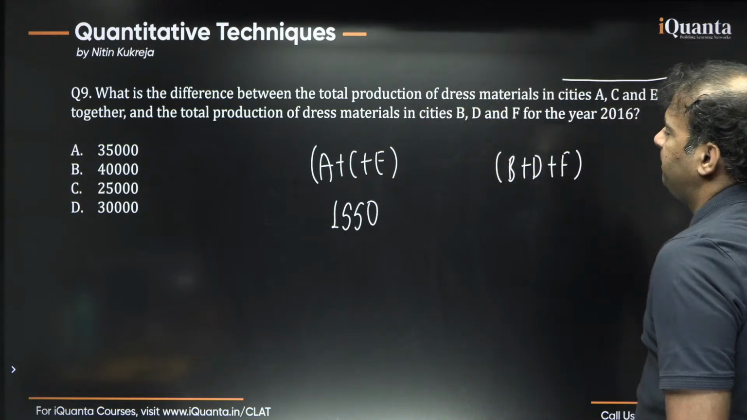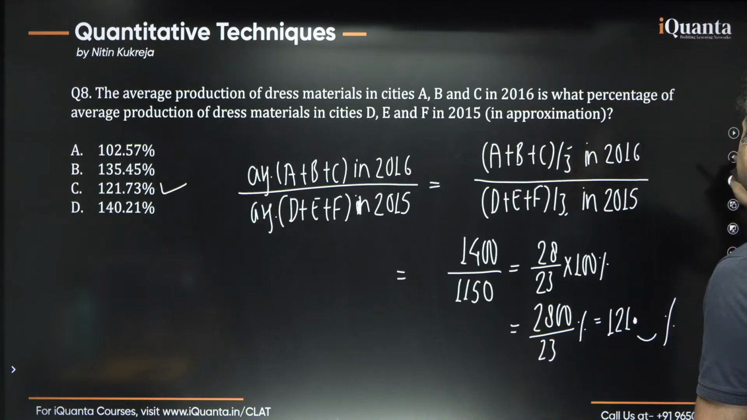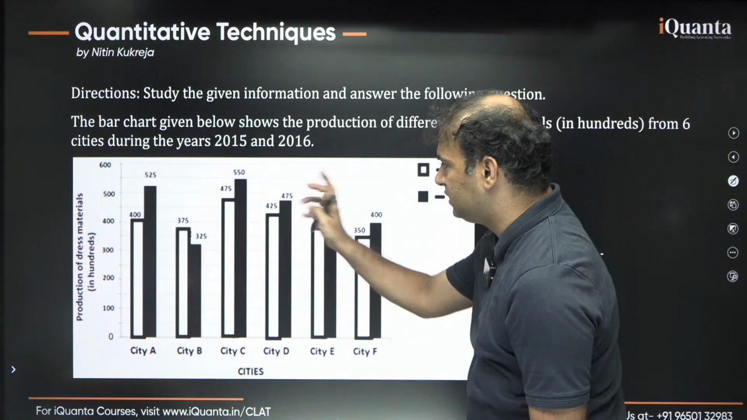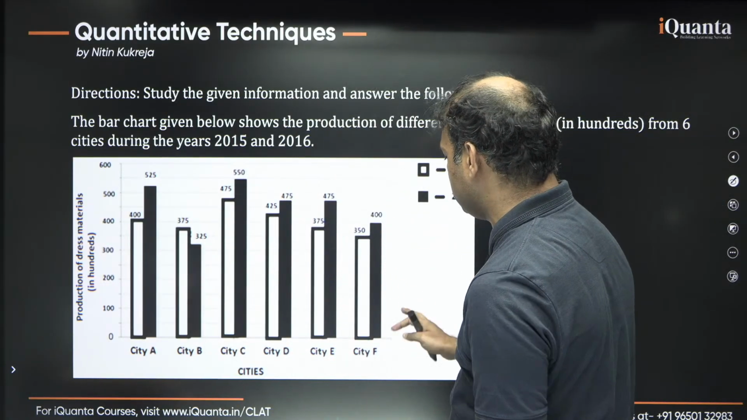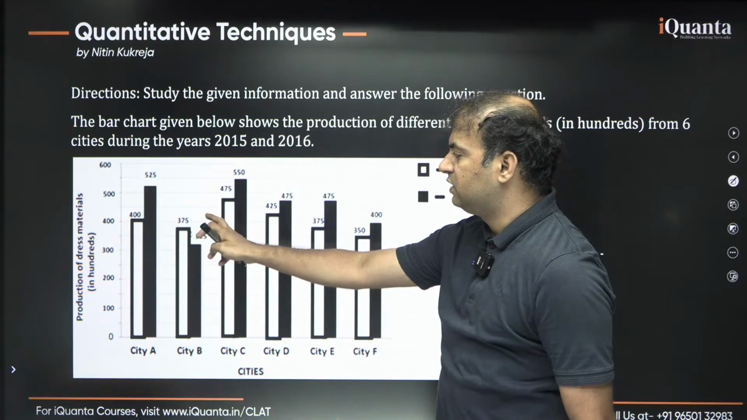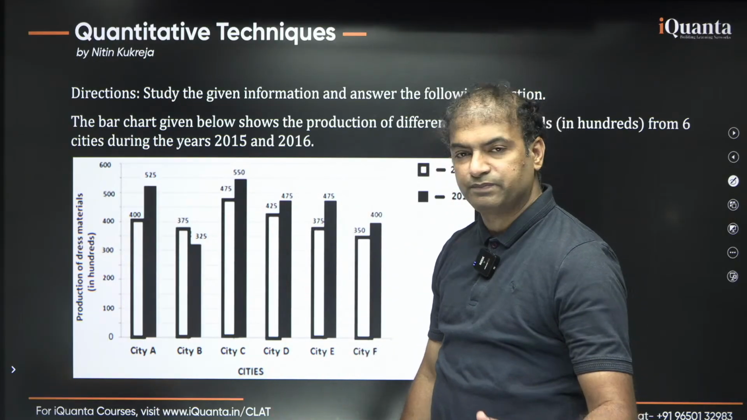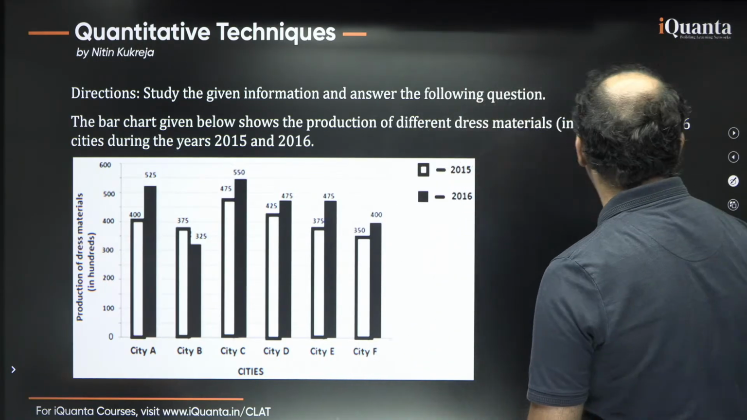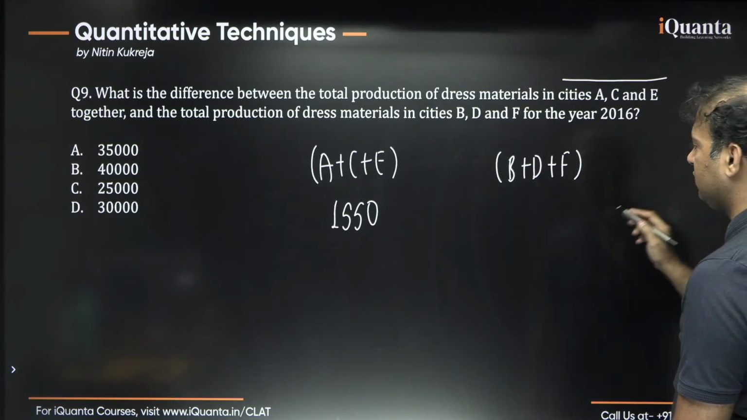Second group, B, D, and F. All right, let's see 2016 for B, D, and F. So B is 325, D is 475, and F is 400. Okay, 325 and 475 gives us 800, right? 800 plus 400 is 1200, right? Okay, so this should be 1200.